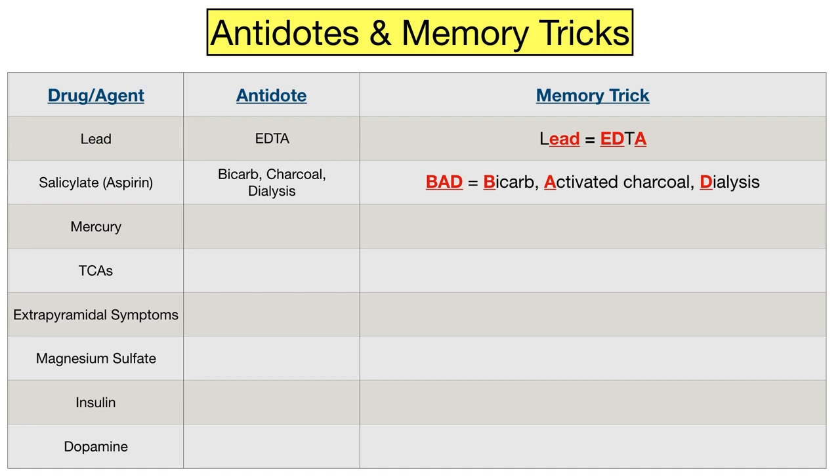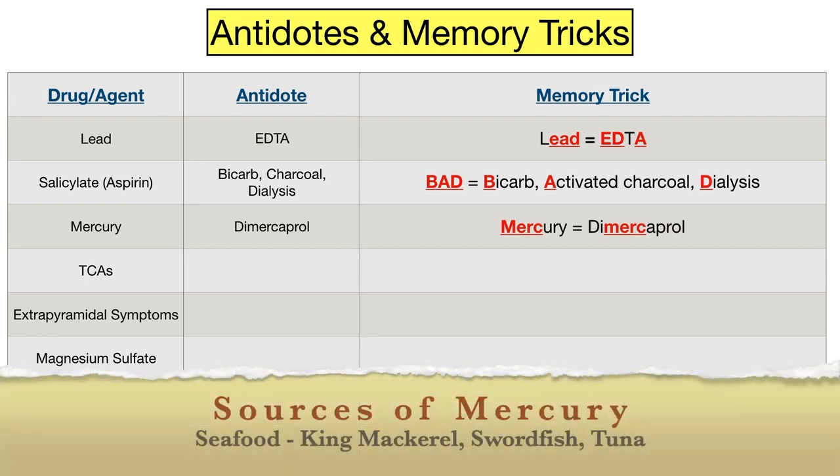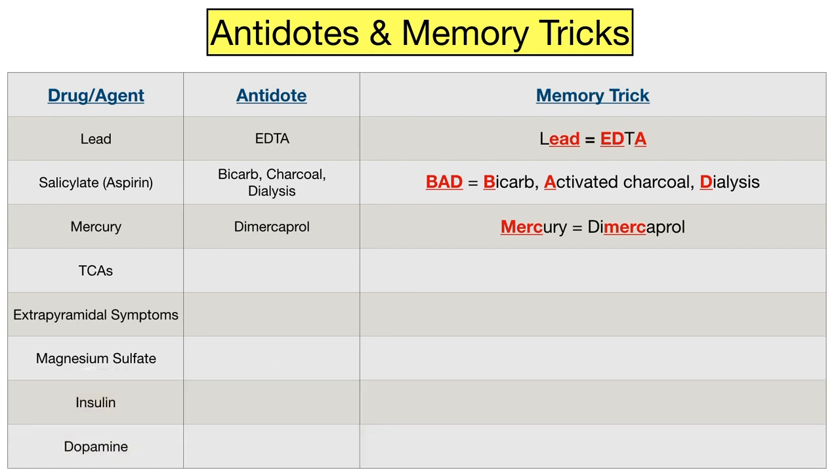Next, we have mercury. Mercury toxicity can be treated with dimercaprol, also known as BAL. Dimercaprol is a chelating agent. We know from our discussion on lead that chelating agents can bind to metal ions and are used to clear toxic heavy metals from the body. Dimercaprol for mercury is easy to remember because it contains merc in the word. Other chelating options may be Succimer and penicillamine. A source of mercury poisoning includes seafood or fish consumption such as king mackerel, swordfish, and tuna.